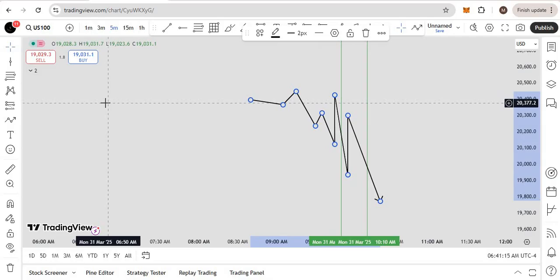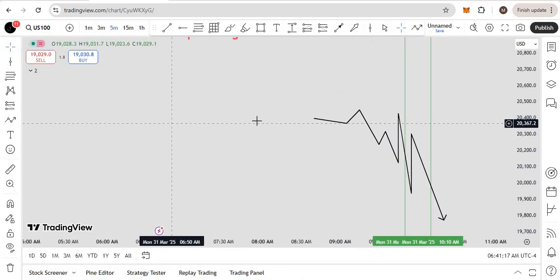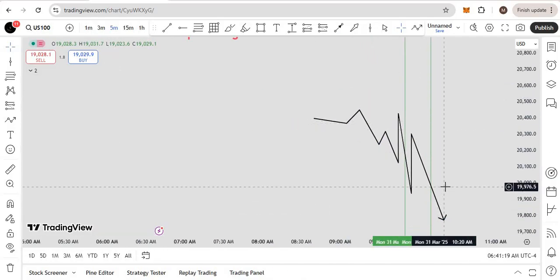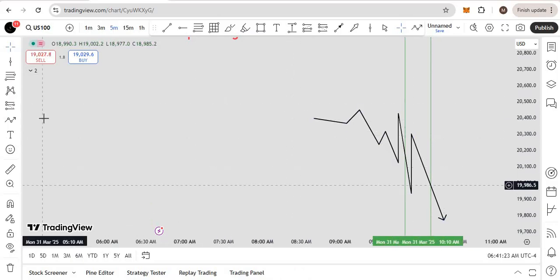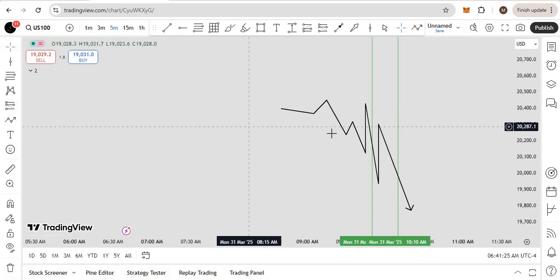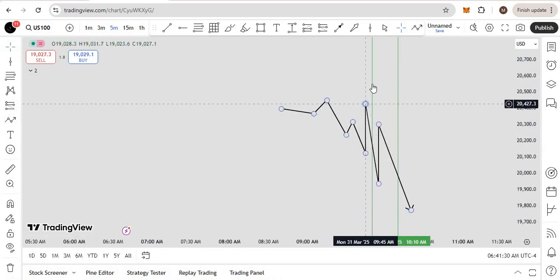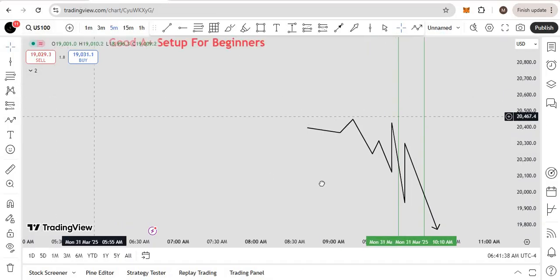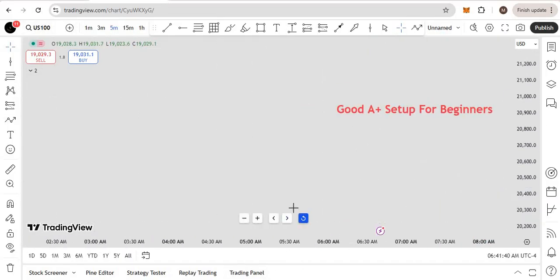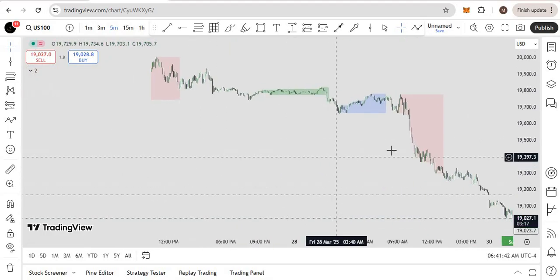Now let me show you something here. In this setup, you can add multiple confluences like SMT and other criteria as well. Always, if you are bearish, you will first see manipulation or SMT. If you don't find the manipulation, you will find an SMT with your correlated pairs. So let's go to the trade.